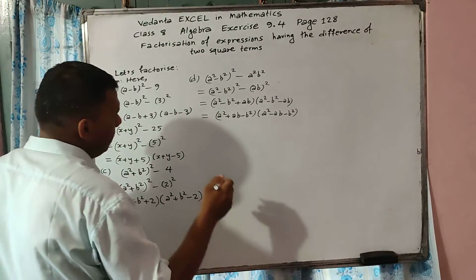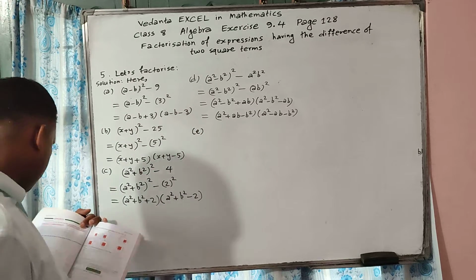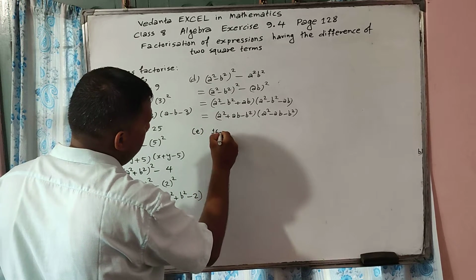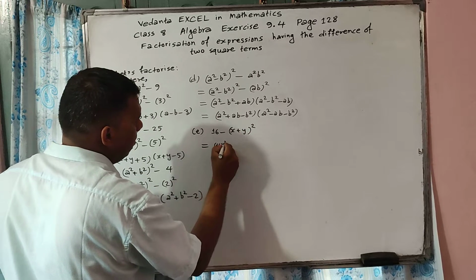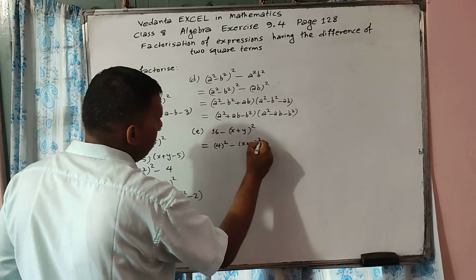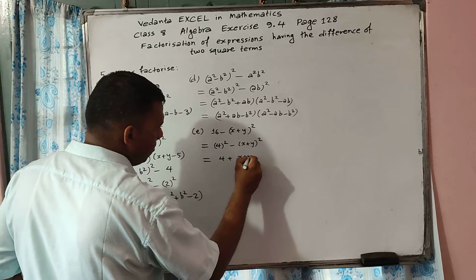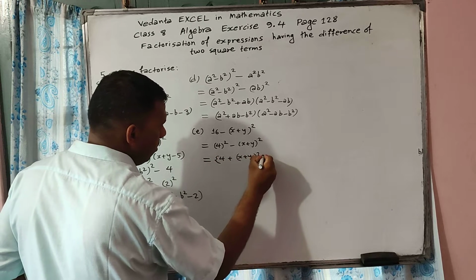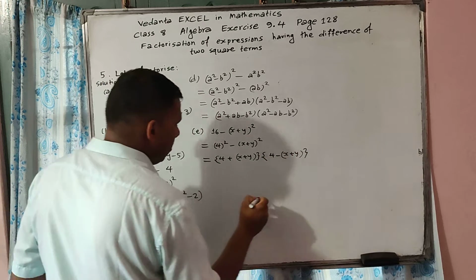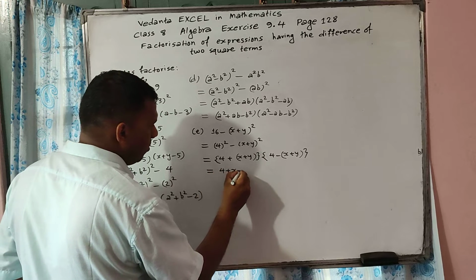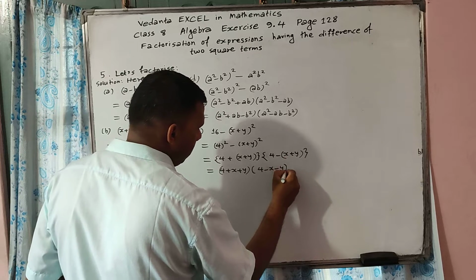Now for a, we have 16 minus (x plus y) whole square is equal to 4 whole square minus (x plus y) whole square is equal to (4 plus x plus y) into (4 minus (x plus y)) is equal to (4 plus x plus y) into (4 minus x minus y).